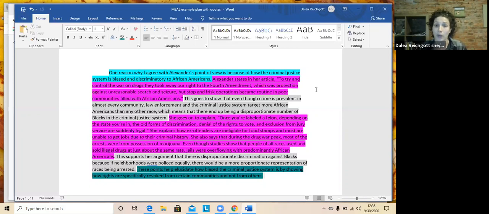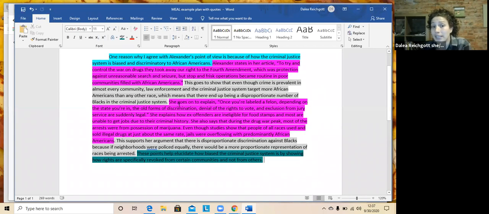This goes to show that even though crime is prevalent in almost every community, law enforcement and the criminal justice system target more African Americans than any other race, which means that there end up being a disproportionate number of Blacks in the criminal justice system. So this is our author explaining the quote that they gave us so that we can understand it in the context of what they're trying to explain. Our author goes on to give us another example that backs up their larger argument. So here's this M-E-A-E-A-L thing you're going to see sometimes and create sometimes.